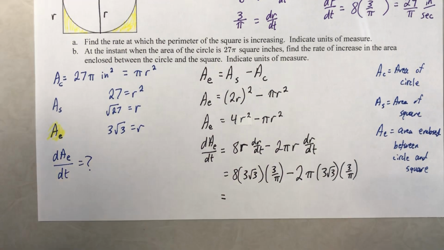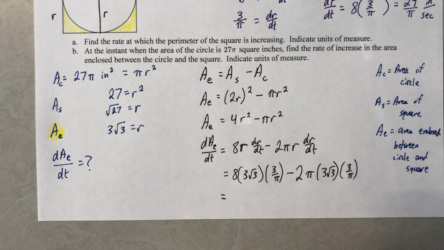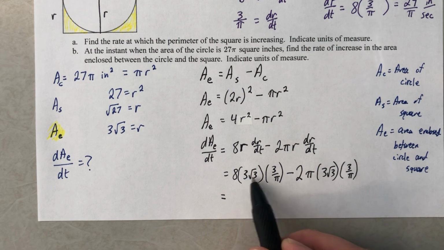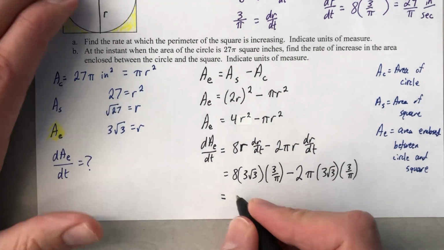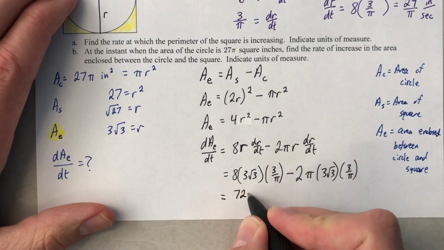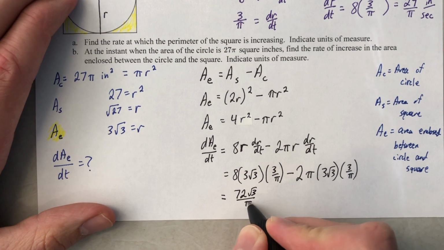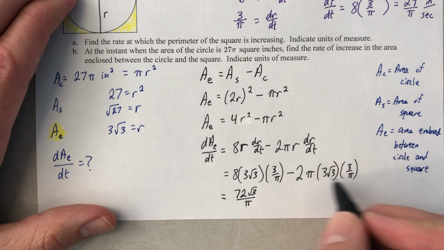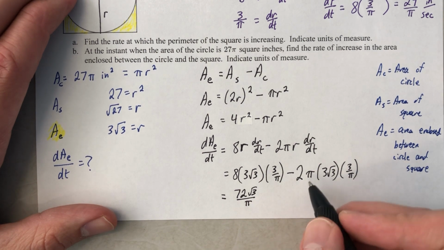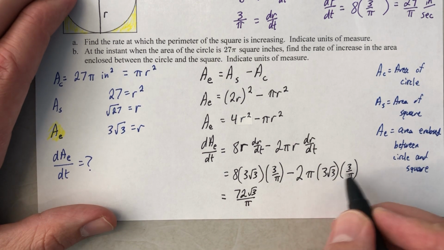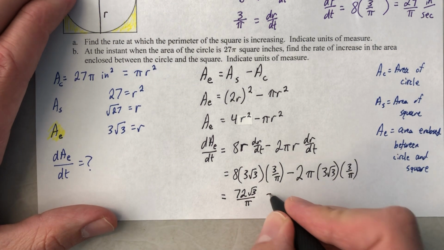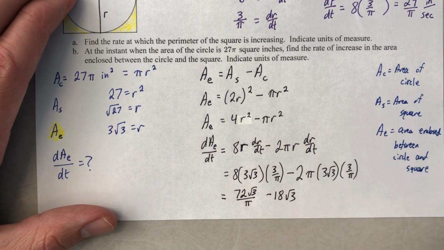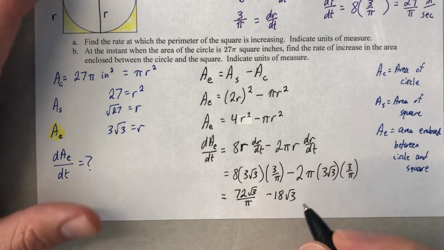Let's keep going. It's a mess, isn't it? It is a mess, boys and girls, I'm telling you. All kinds of messy. All right, 24 times 3 is 72. 72 square root of 3 over pi. There's your first term. Here's your second term. Pi cancels with pi. Lucky us. So 2 times 3 is 6. 6 times 3 is 18. So minus 18 square root of 3. No pi's on that. There's our answer.